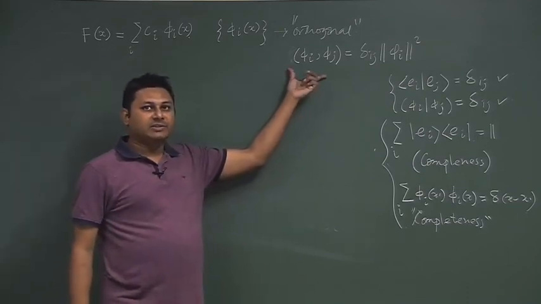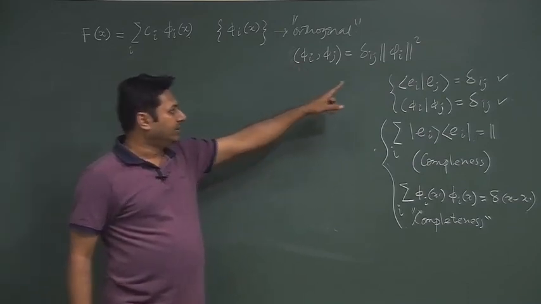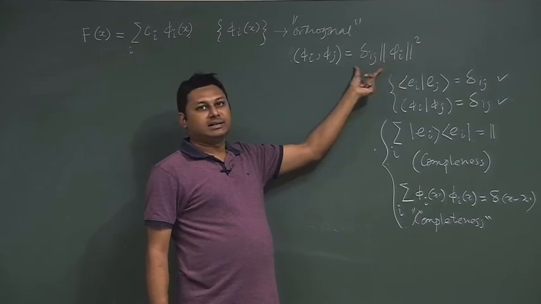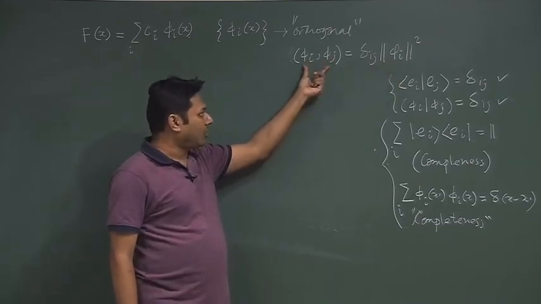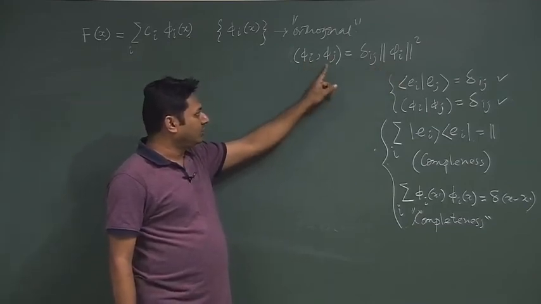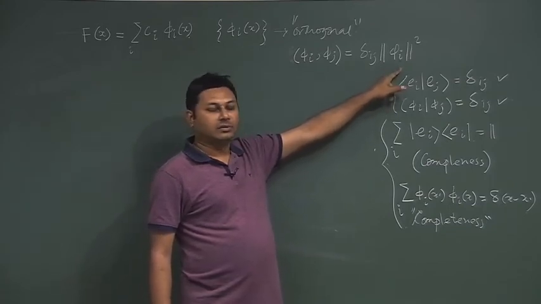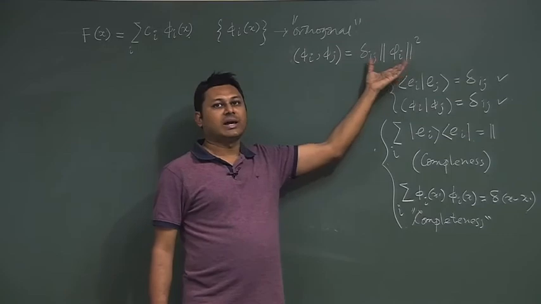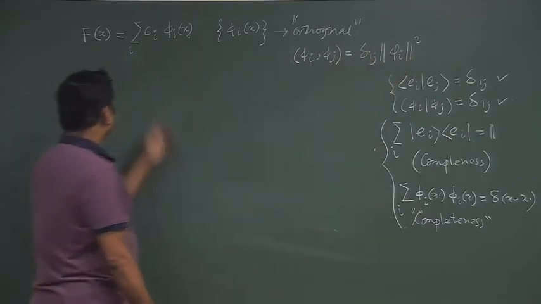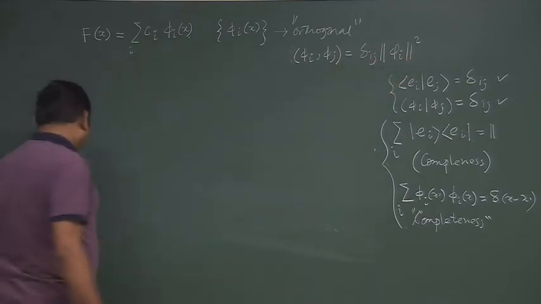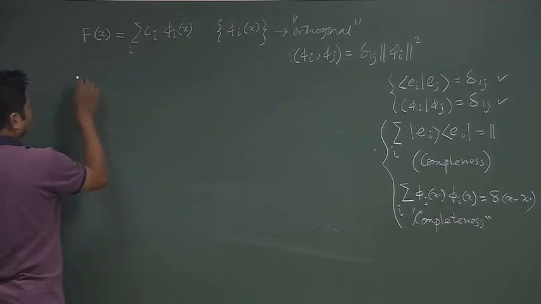I can write this function in this way also. When this is 1, then it is delta ij. If these things are not normalized, then when i equals j, I will have the mod of this function. So, I write it in this way. From here I can find out the Ci exactly the same way as I did just a few minutes ago.